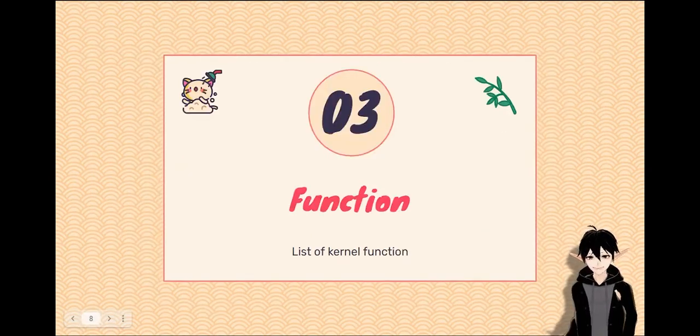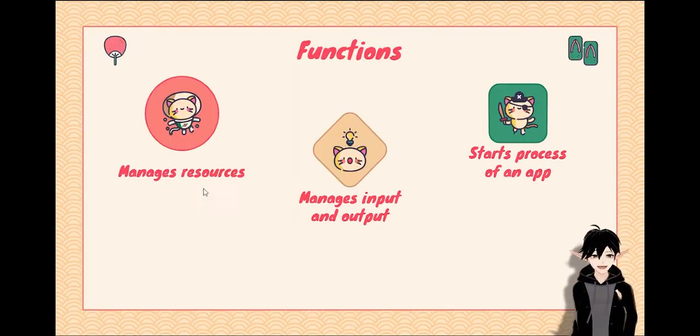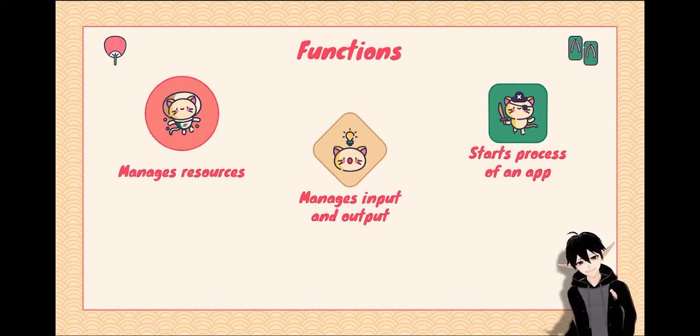Next, we have functions of kernels. I've listed out three main functions of kernel, which manages resources such as CPU and memory resources. It also manages input and output of the system. Other than that, it has device drivers where it helps with networking. Next, it helps start the process of an app. This shows that this is the lowest layer above the CPU.